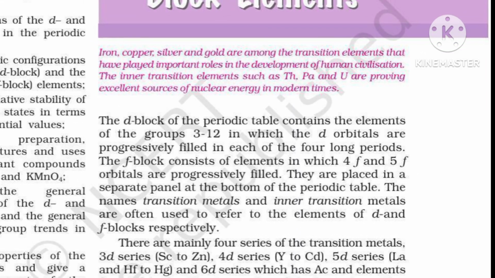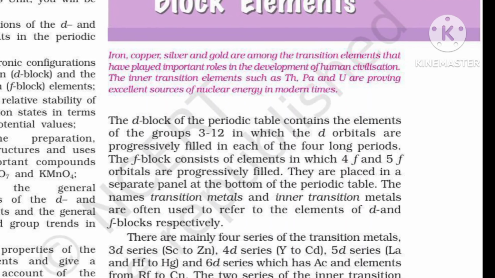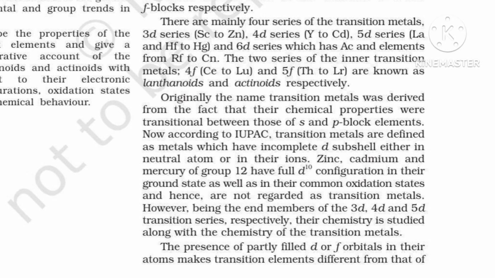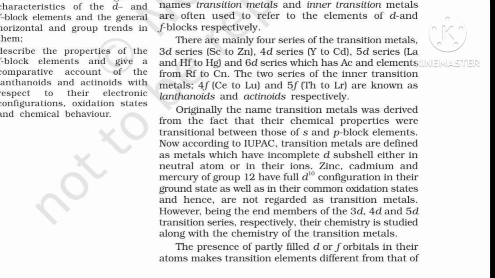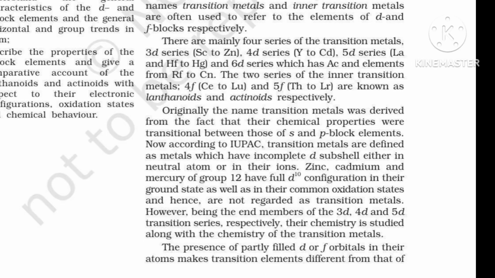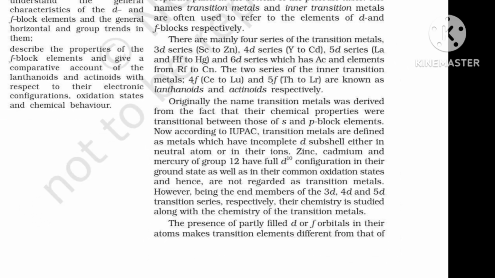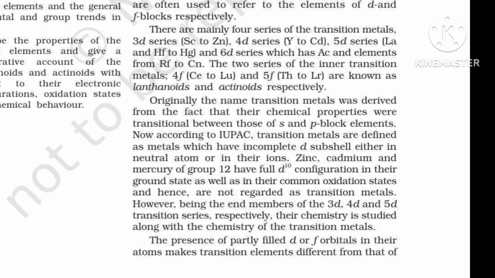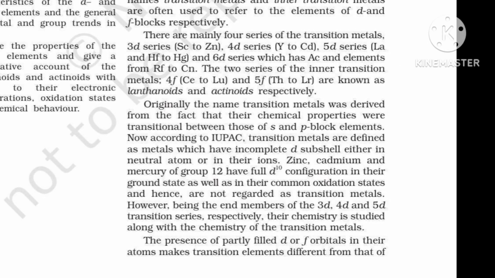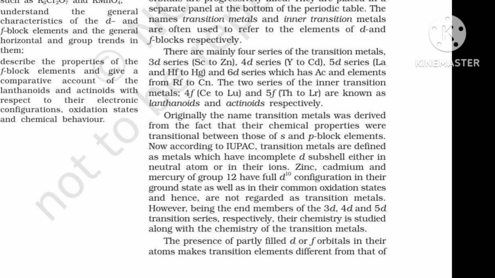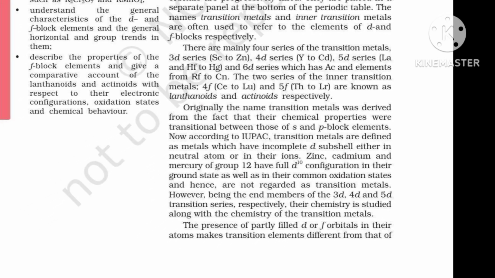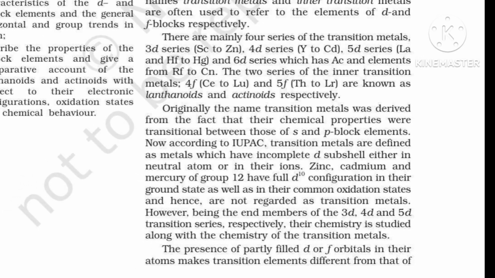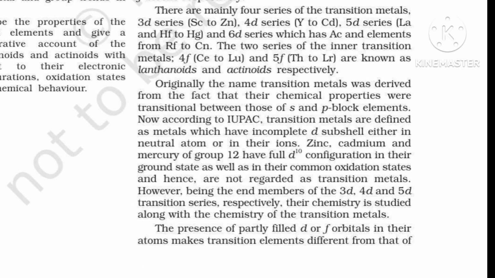The names transition metals and inner transition metals are often used to refer to the elements of the d and f block respectively. There are mainly four series of the transition metals: 3d series, scandium to zinc; 4d series, yttrium to cadmium; 5d series, lanthanum and hafnium to mercury; 6d series, which has actinium and elements from Rf to Cn. The two series of the inner transition metals, the 4f cerium to lutetium and 5f thorium to lawrencium, are known as the lanthanoids and actinoids respectively.